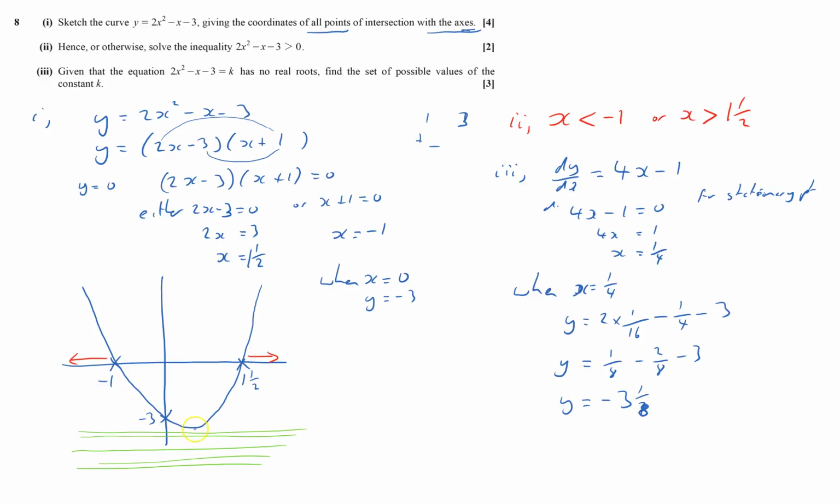And so that will be the coordinates of that point, which is a quarter and minus 3 and 1/8. And so therefore k has got to be less than minus 3 and 1/8, and it can't be equal. And that's question 8 done.